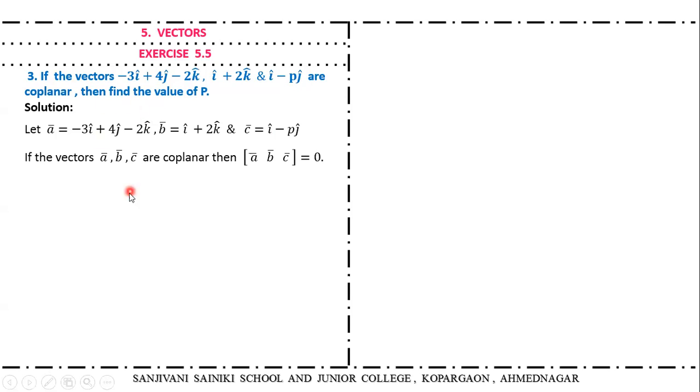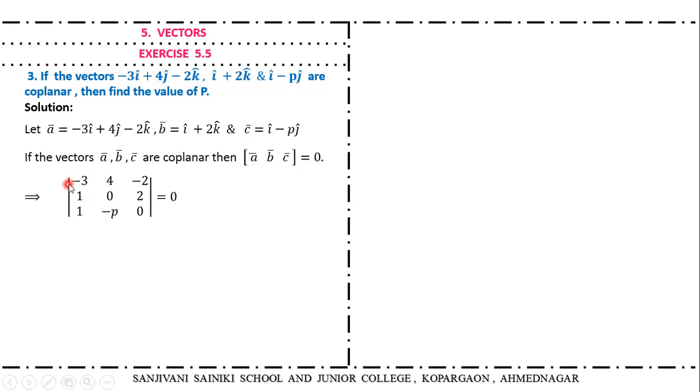Now these vectors are coplanar. Already we saw the property of the scalar triple product: if the scalar triple product is 0, then the vectors are coplanar. Okay, so we use that property. As it is given that the vectors are coplanar, therefore the scalar triple product must be equal to 0.